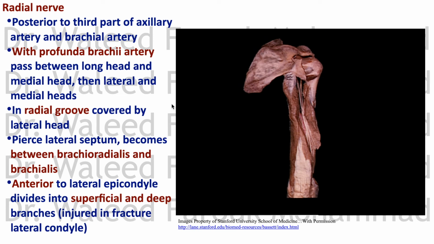Anterior to the lateral epicondyle, it divides into superficial and deep branches. Because it's related to the lateral epicondyle, it's liable to injury in fractures of the lateral epicondyle of the humerus. A lot of clinical stuff in the upper limb, more than the lower limb, if you have noticed.